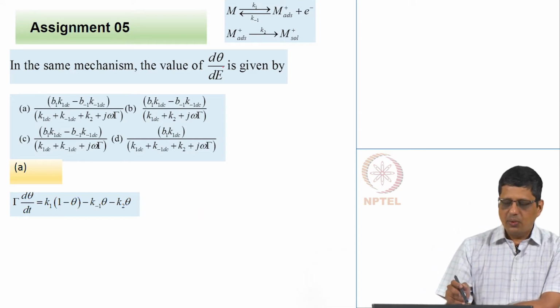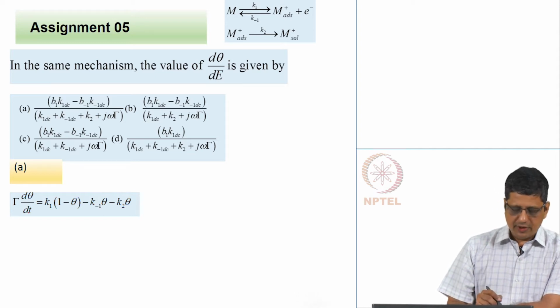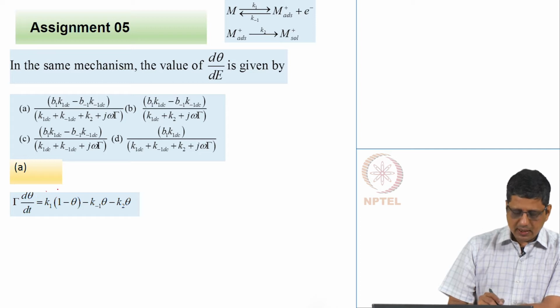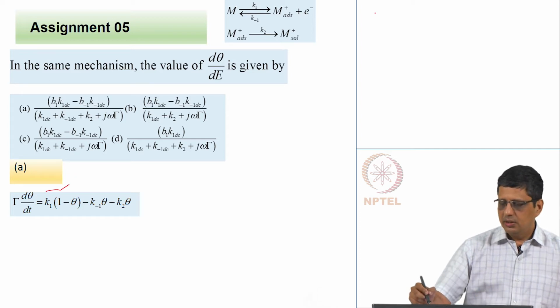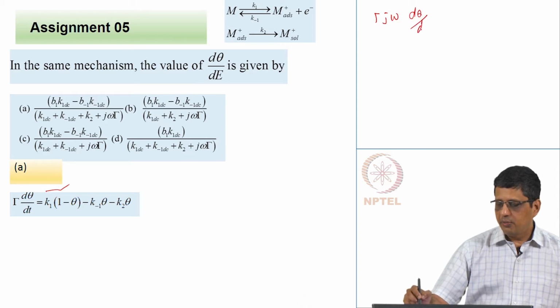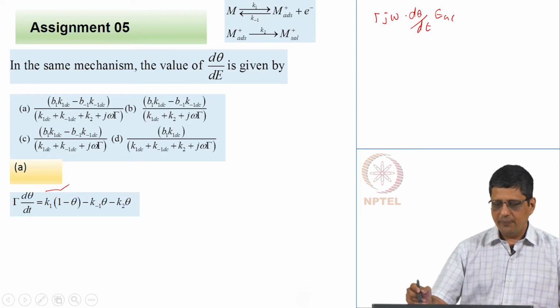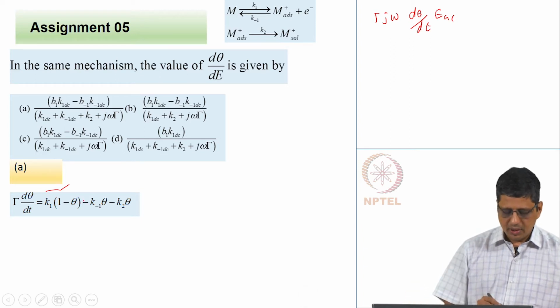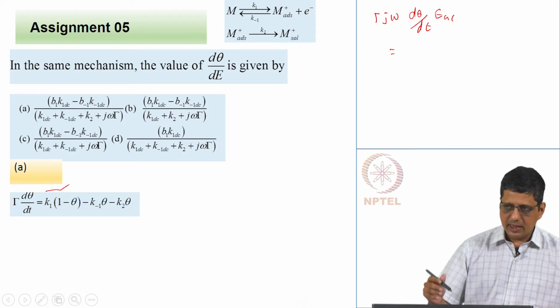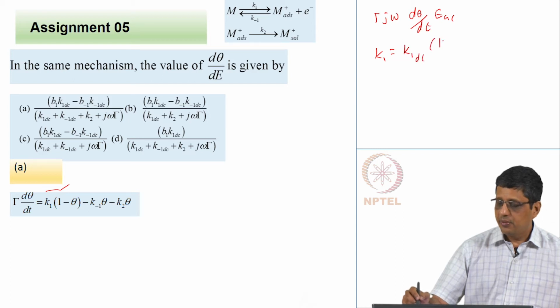Next question is, what is the expression for d theta by dE? We know the mass balance equation. Okay. We have to expand this in Taylor series. And we know that we can expand the left hand side as gamma j omega d theta by dE EAC. Right hand side, of course, you have to expand in Taylor series. Each term you have to expand in Taylor series. And truncate.